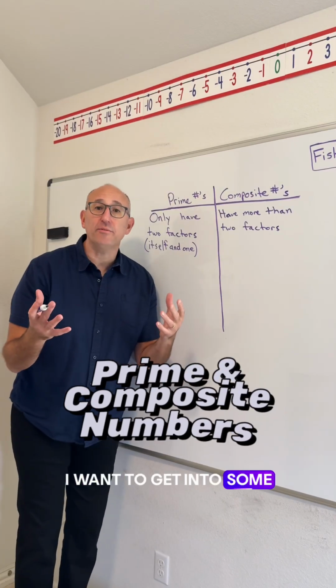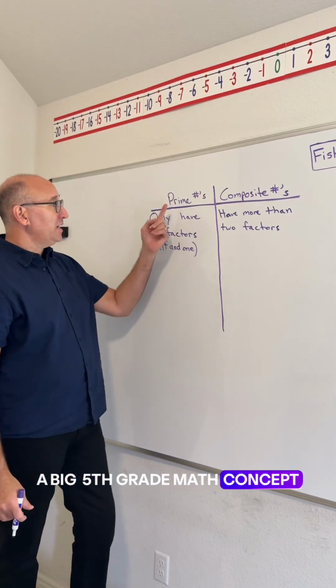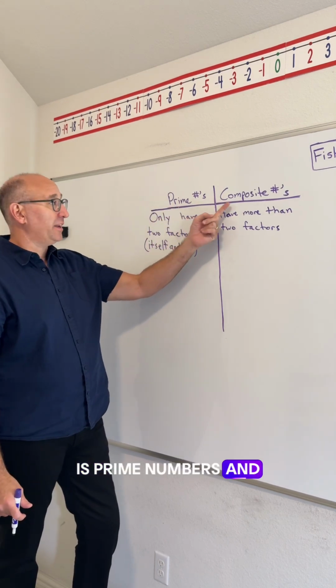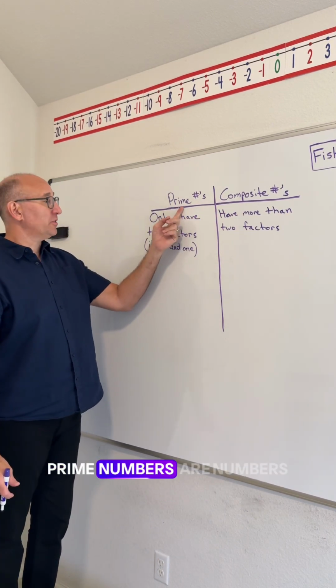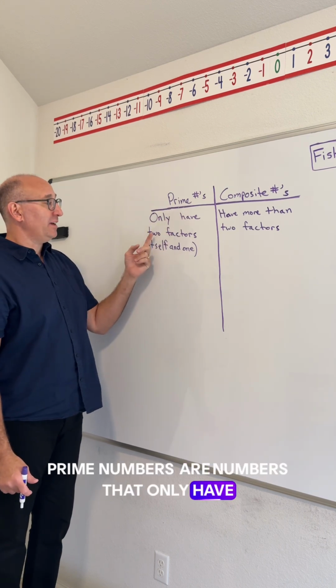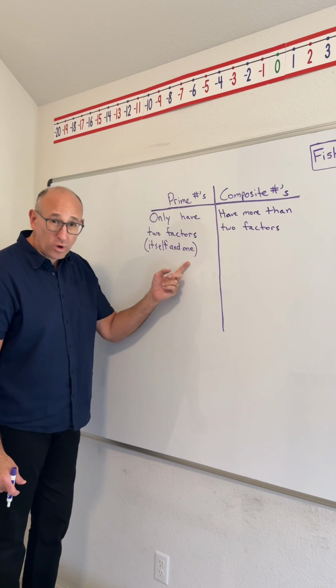Okay, I want to get into some fifth grade math concepts. A big fifth grade math concept is prime numbers and composite numbers, okay? Prime numbers are numbers that only have two factors, itself and 1.